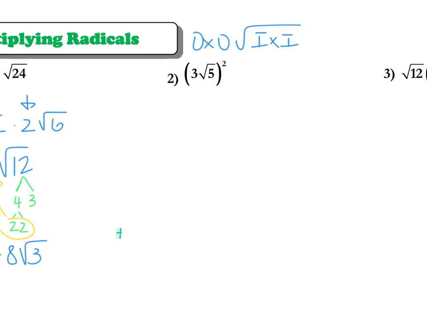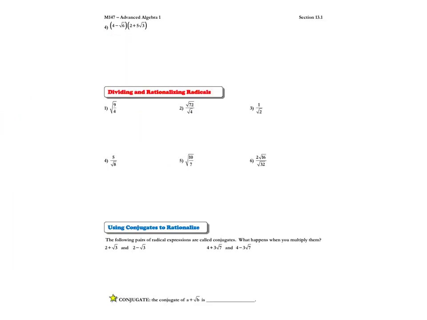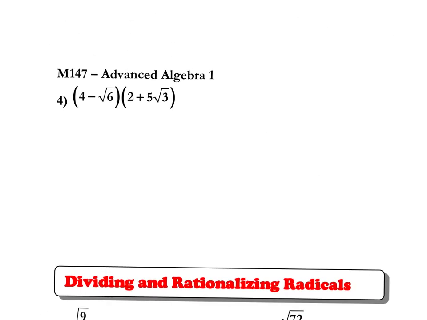For number 2, we're going to want to expand this. So 3 root 5 times 3 root 5. Multiply outsides together, that's 9. Multiply insides together, that's 25. So 9 times 5 is 45. All right, and then let's go to the next page for the last example that we're going to do for multiplying.